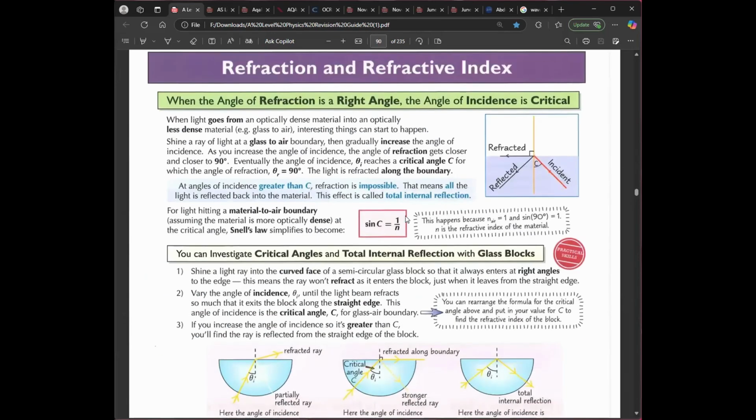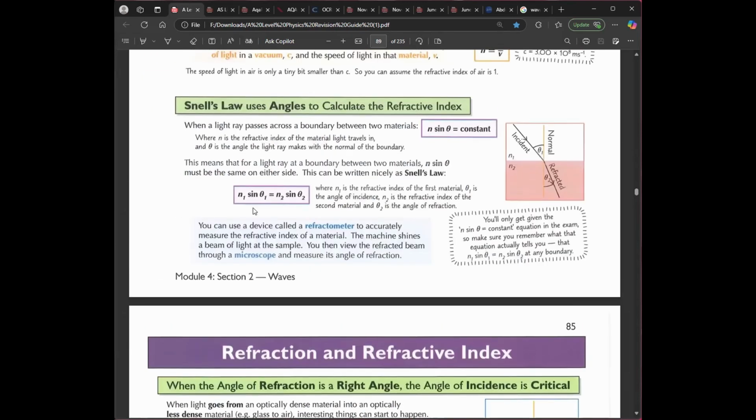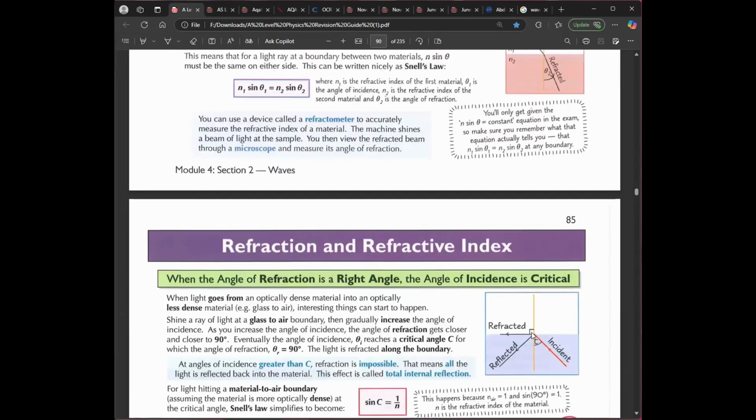They have just simplified it, but this can only be used when there is a critical angle and the boundary is between a material and the air. So if you don't remember that, no worries, just remember this equation and the understanding of critical angle. I hope this is clear from here.